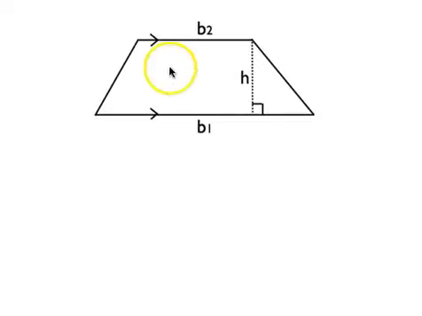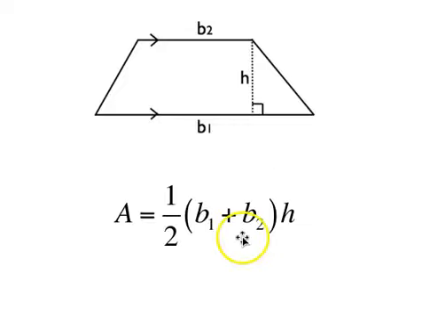So this is the traditional representation of a trapezoid. A trapezoid has two parallel bases, so base 1 and base 2 are parallel bases, and a height, that is the distance between those two parallel bases, known as perpendicular in each way. And if we have a trapezoid, we can find its area. The area is 1 half b1 plus b2 times h.